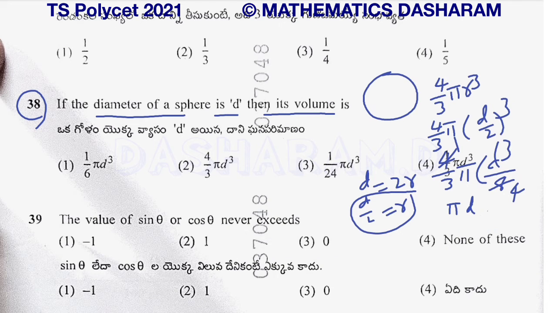Sorry, 4 ones are 4, twos are 8. So then pi d cube divided by 3 twos are 6. So here option 1 is correct.